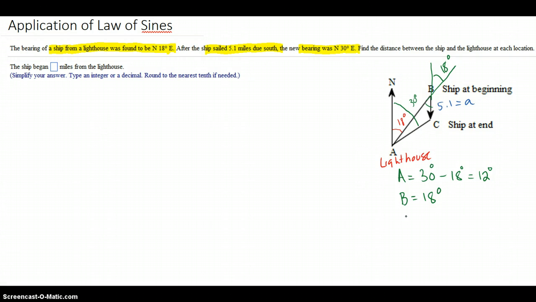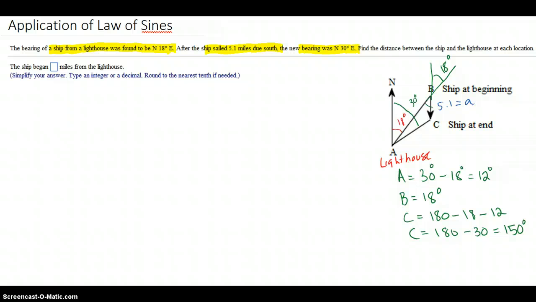Therefore C, because we have a triangle, better be 180 minus 18 minus 12, or 180 minus 30, which is 150 degrees. So that would be the angle C. So now we know all three angles.